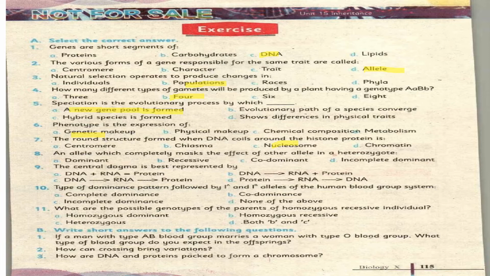An allele which completely masks the effect of the other allele in a heterozygote is known as dominant. The central dogma is best represented by DNA via messenger RNA via protein. The type of dominance pattern followed by the IA and IB alleles of the human blood group system is codominance. What are the possible genotypes of the parents of a homozygous recessive individual? None of them are homozygous recessive.